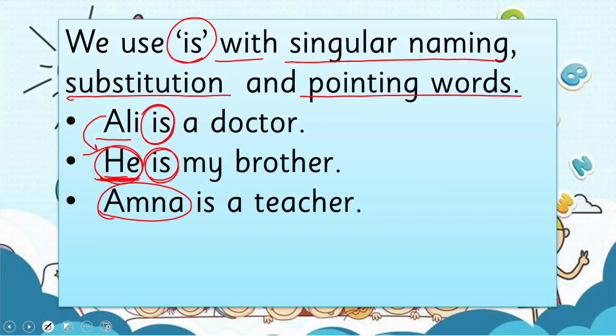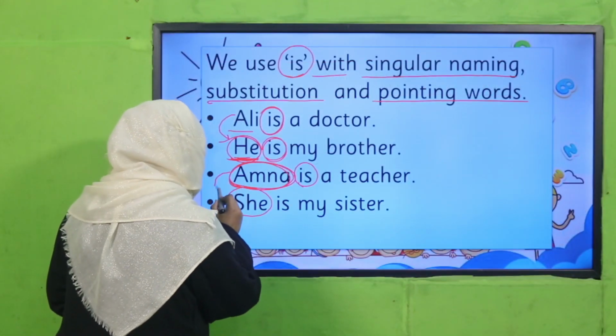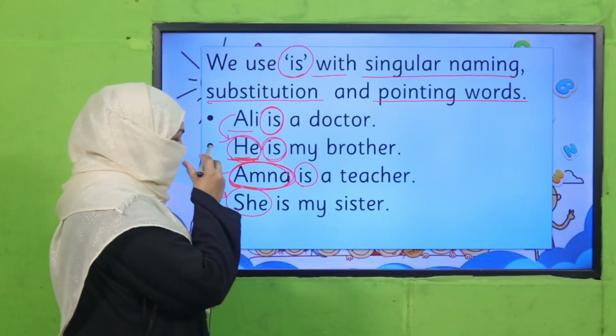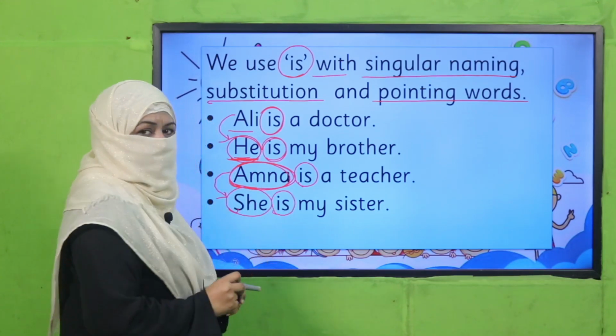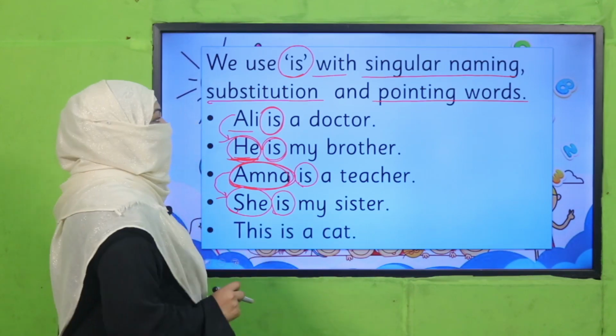Amina is a teacher. Now it's one girl. That's why we will use is with it. She, once again, is a substitution word for a girl. So we will again use is with it. And I is also singular, but we use am with it.